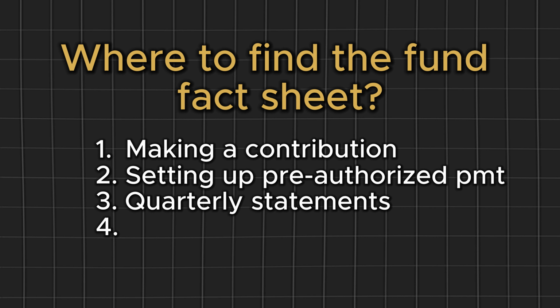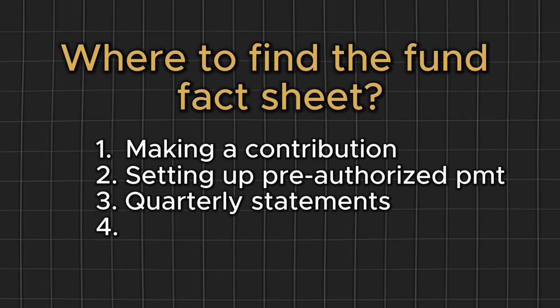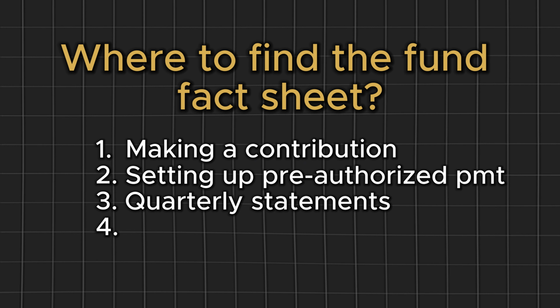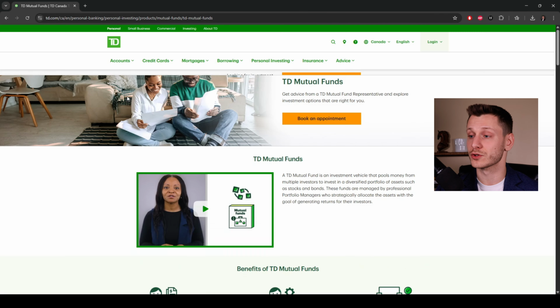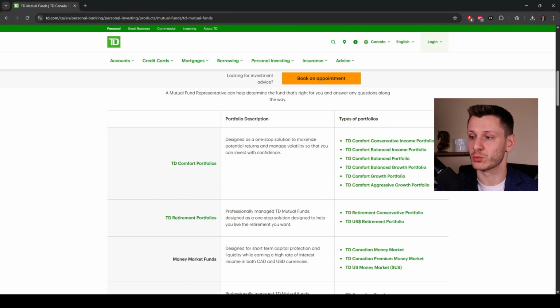Number 3 is if you're already invested in a fund or portfolio, then you'll receive quarterly statements either by mail or online, which will always include a fund fact. And finally, you can easily find these online. Just type the investment that you're looking for in the Google search bar. In this case, I'll just go to the TD website, find a random fund.